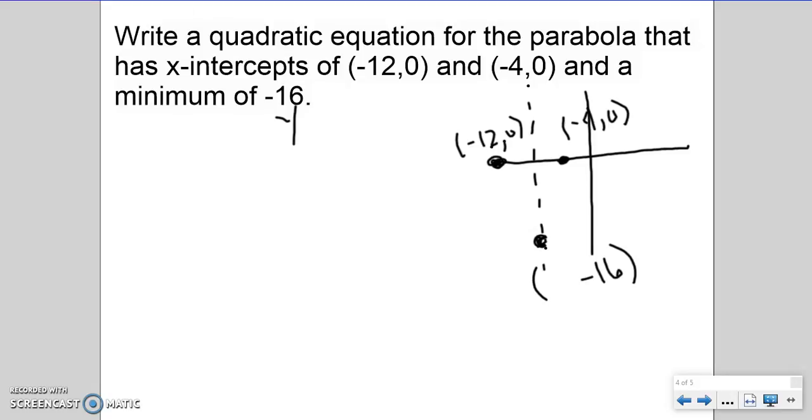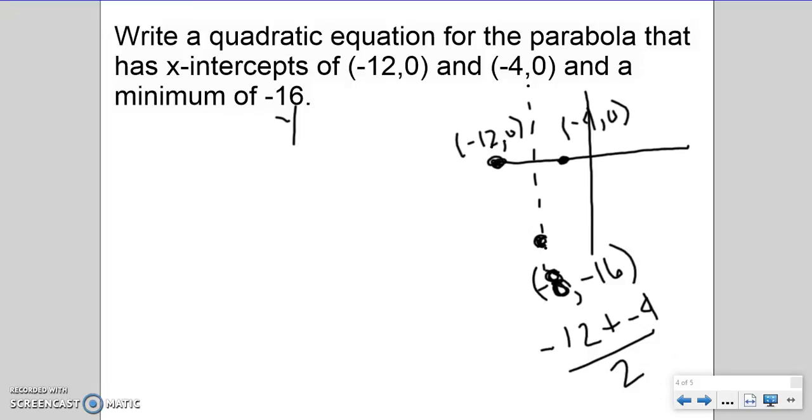So if you do the midpoint formula, I'm going to have negative 12 plus negative 4, all divided by 2. And that's going to give me negative 16 divided by 2, which is going to give me a negative 8. Wow, that doesn't look like an 8. Let's just pretend that that looks like an 8. So I'm going to have negative 8, negative 16 as my vertex for this quadratic.